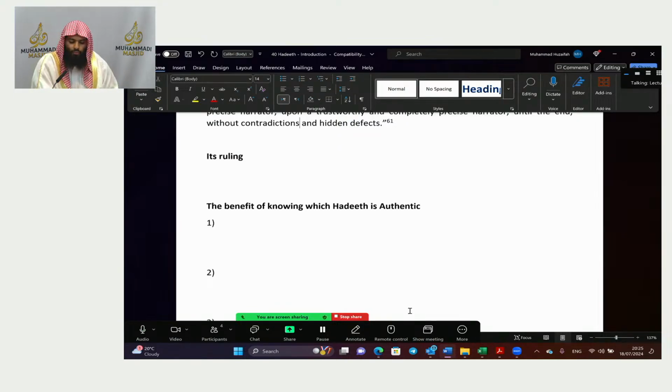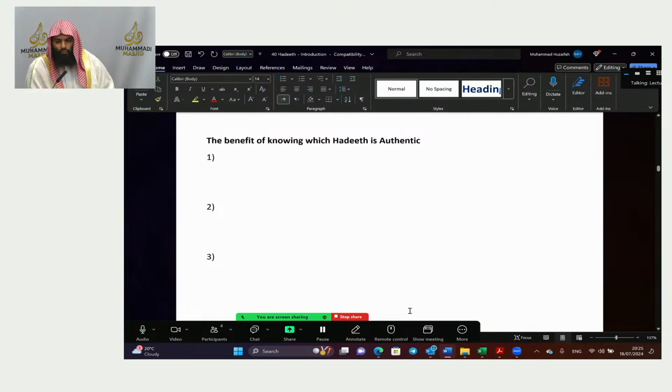Right. What's the benefit of knowing which hadith is authentic? There's a number of benefits for this. The first benefit is that we know it's a proof. Right? So whatever it tells us to do, we have to act upon it. The same as the ruling. That's the first benefit.